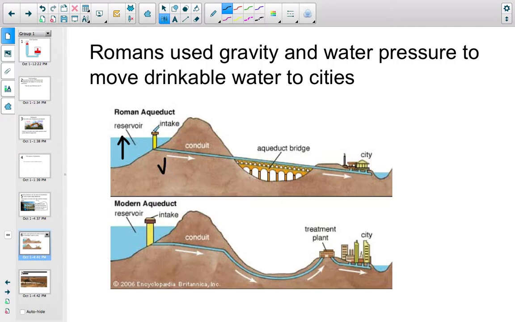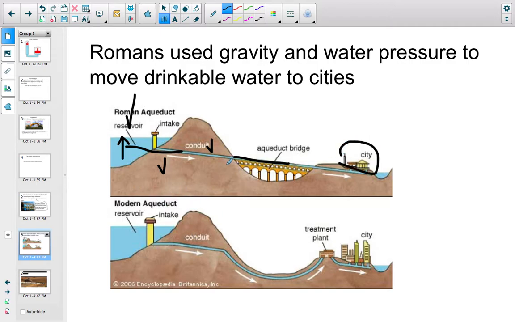In addition, you can see the aqueduct is moving downhill. So now you have high gravity here and lower gravity here. So again, this high gravity, high amount of fluid makes the pressure very, very high, and so it pushes the water through the conduit, down the bridge, and into the city.